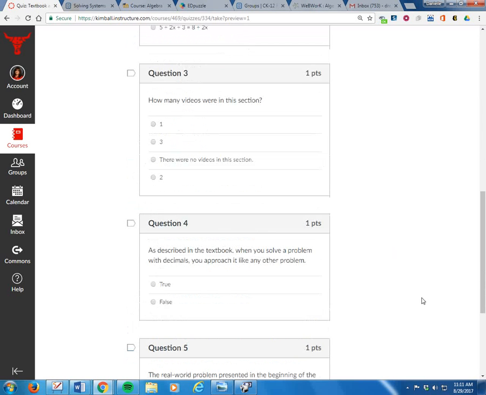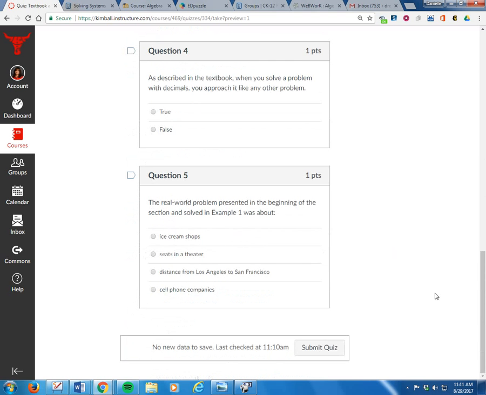How many videos? 3. As described in the textbook, when you solve a problem with decimals, you approach it like any other problem. True. And then the real-world problem presented in the beginning of the section was about cell phones.